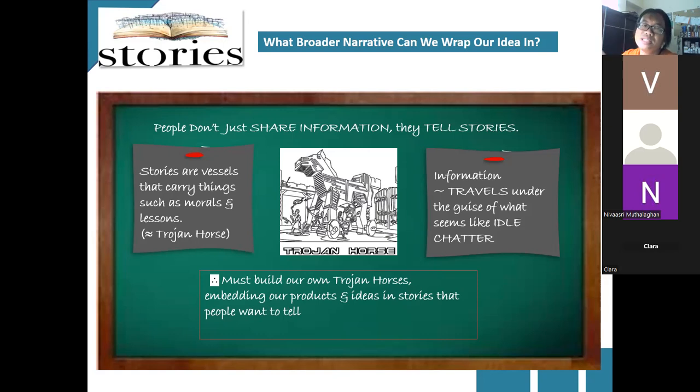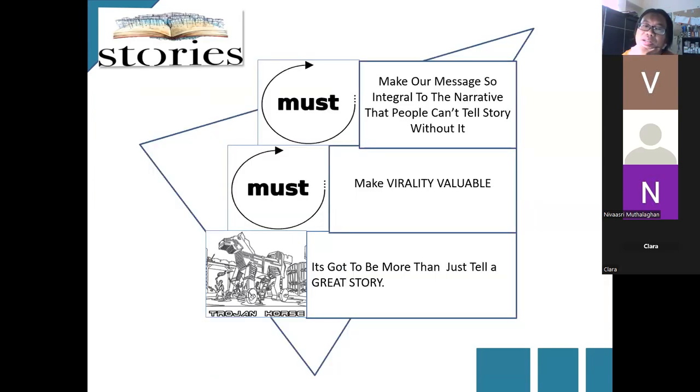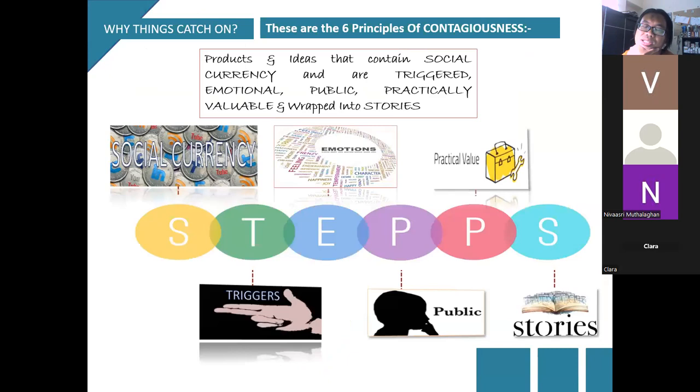But what are the elements inside the story, and how can you craft a story that will go viral? So basically, that is STEPPS. Products and ideas that contain all these things to actually go viral. So that's it. We are 1 hour early.